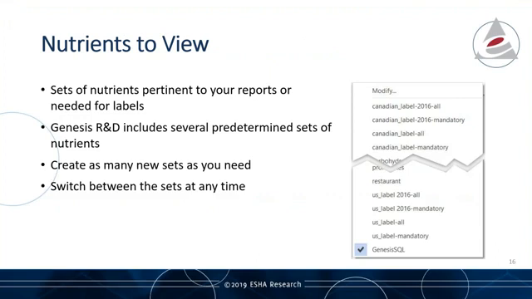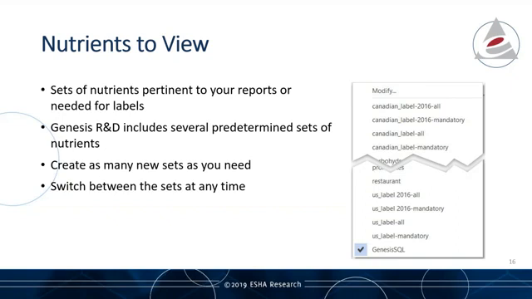Genesis includes several predetermined nutrient sets found in the Nutrients to View settings. These are the nutrients that you see on screen when you're working with ingredients and recipes, as well as on reports. The Nutrients to View, however, doesn't determine the nutrients that you see on the label. Those are selected through the Edit Label features.